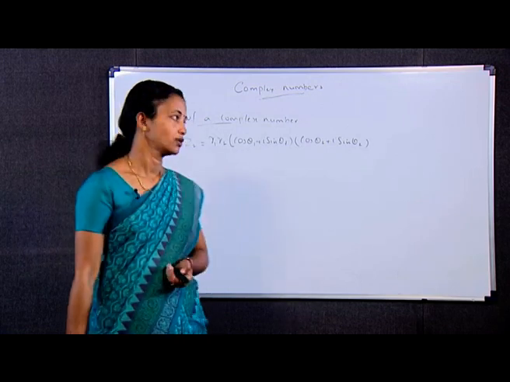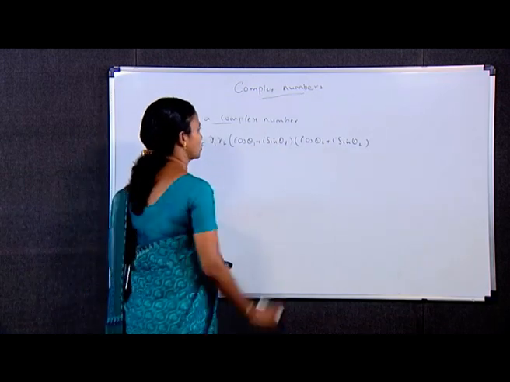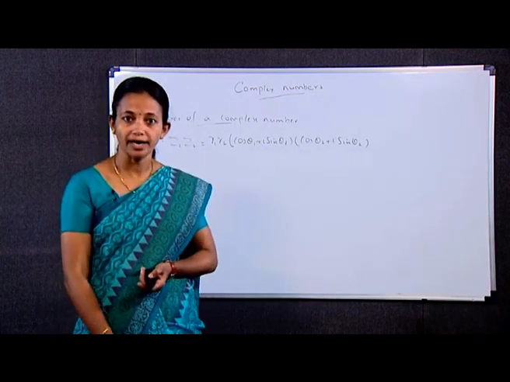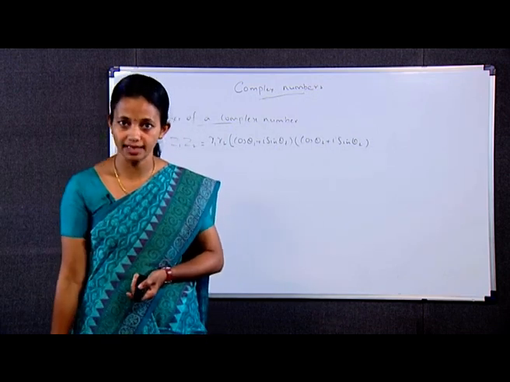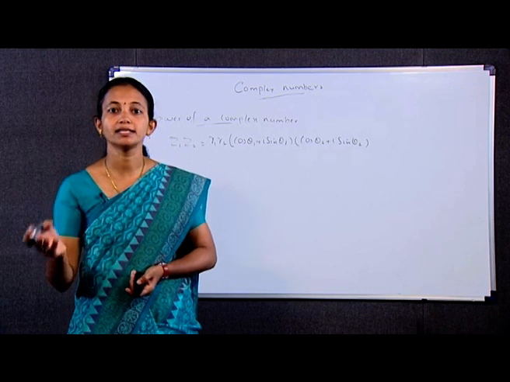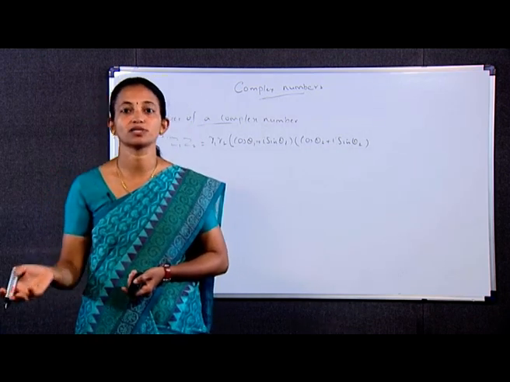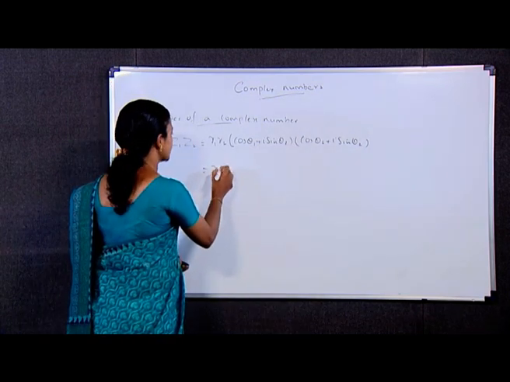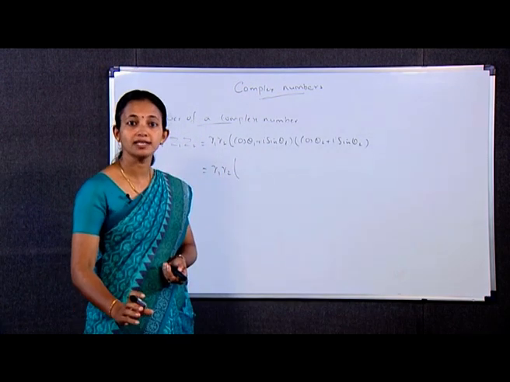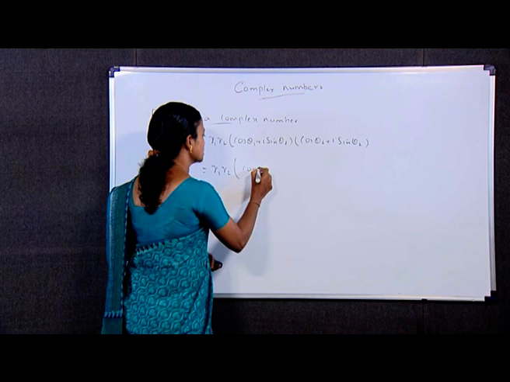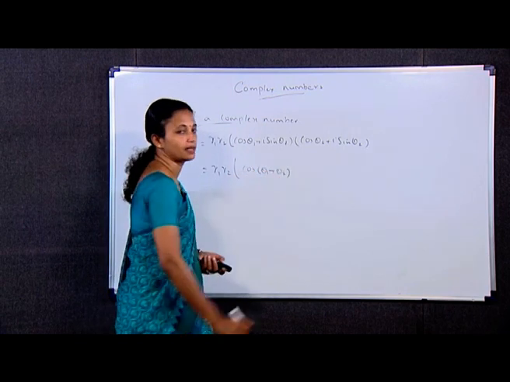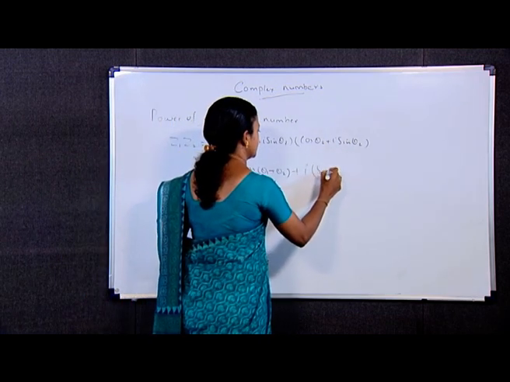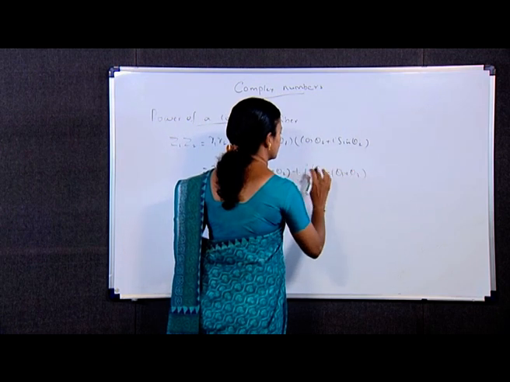which is equal to, using the product here, r1 r2 into (cos theta 1 cos theta 2 minus sin theta 1 sin theta 2 plus i (sin theta 1 cos theta 2 plus cos theta 1 sin theta 2)). By using the formula, we can write this as r1 r2 (cos (theta 1 plus theta 2) plus i sin (theta 1 plus theta 2)).